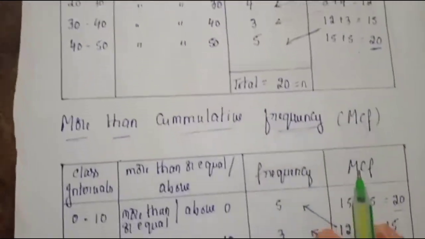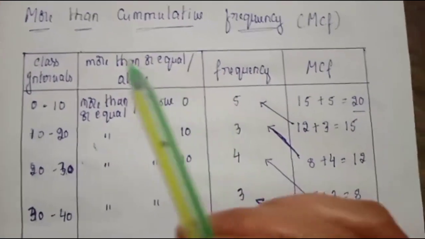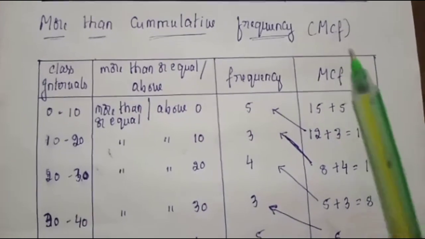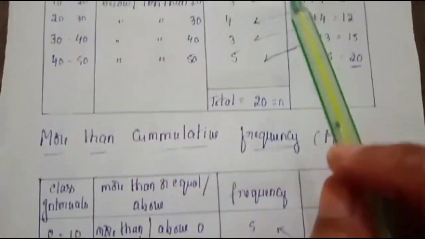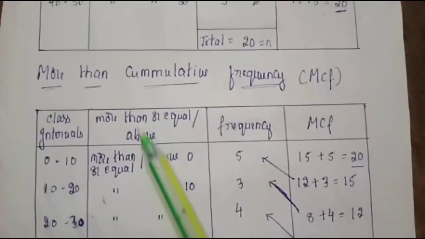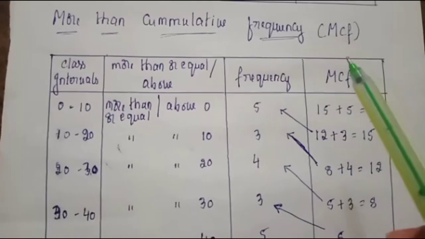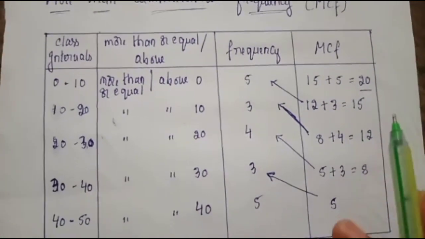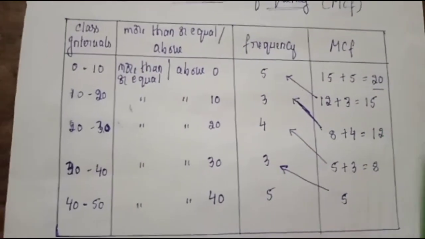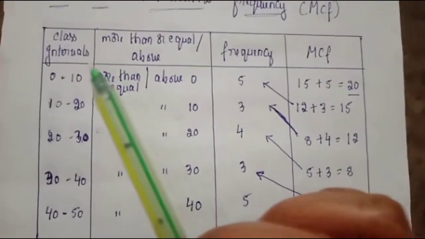Now let me explain the other set of frequency, that is more than cumulative frequency. In the next exercise, we are almost always using the less than cumulative frequency to find the median, not more than cumulative frequency. So this MCF is only used in the last exercise where we come across the ogive graphs, which is deleted for you. But let us also know what this MCF is.